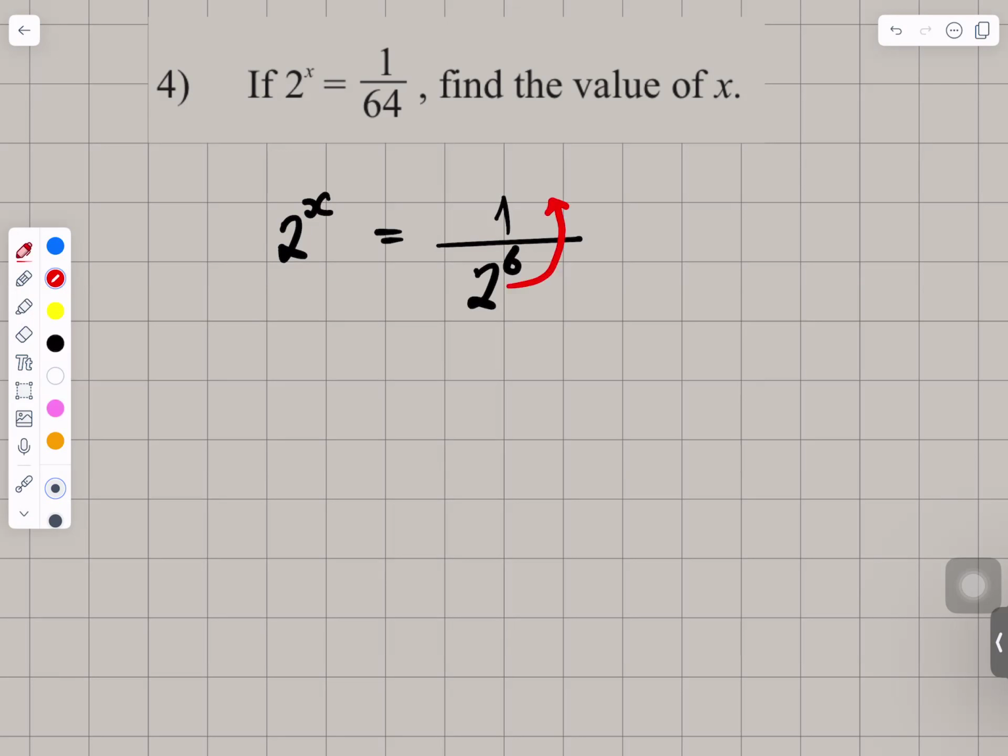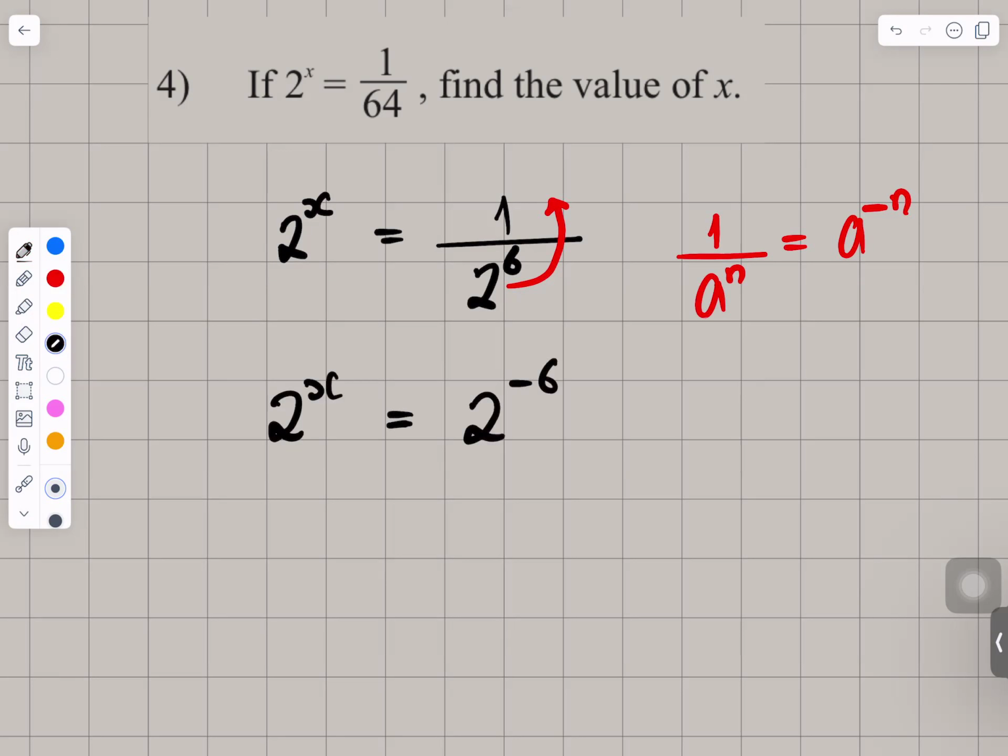This is the formula we are using: 1 over a to the power n is equal to a to the minus n. It is the reverse of question 1. So we'll take that to the top. That will mean 2 to the power x is equal to 2 to the minus 6.